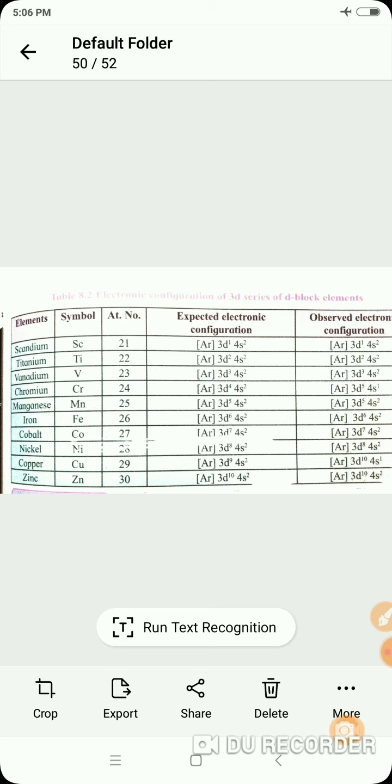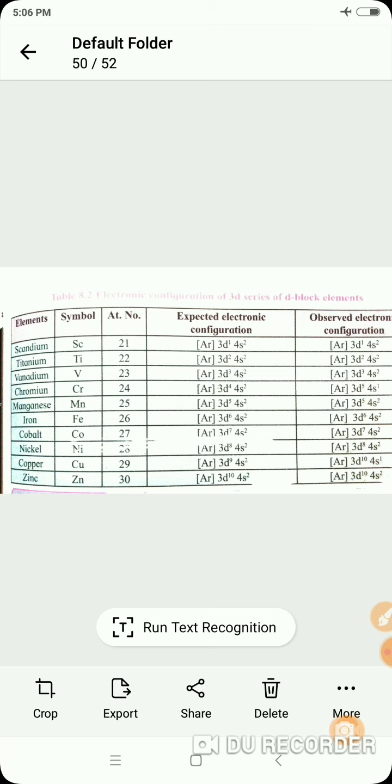So there is a difference between the expected and observed electronic configuration. All the elements except chromium and copper show the same expected and observed electronic configuration. But chromium and copper show different expected and observed electronic configurations, and the reason responsible for this is extra stability. Now we study what the reason is.